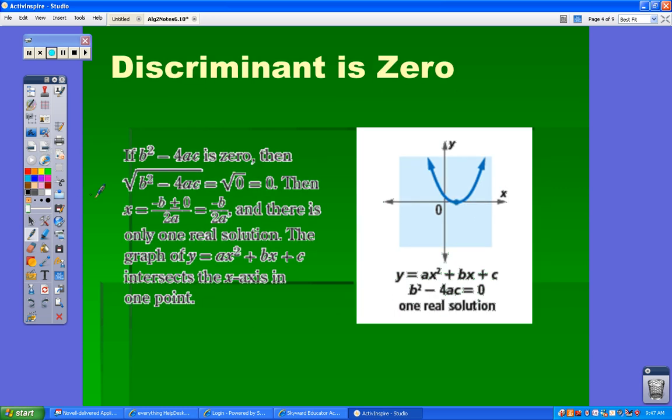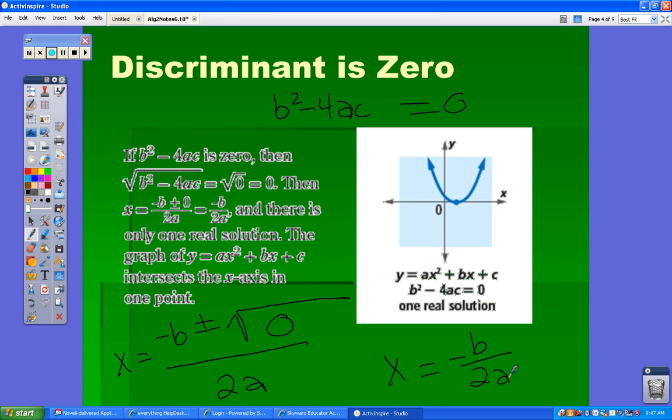Your second case: the discriminant could be 0. b squared minus 4ac could equal 0, and if that happens, this is going to be 0. When I add 0 and subtract 0, the problem won't change, so my solution is just going to be negative b over 2a. I'm not going to get two solutions, because the plus or minus is what determines if I get two solutions. There's just going to be one solution. It doesn't have to be at 0. It could be anywhere on the x-axis, but there's just going to be one real solution.